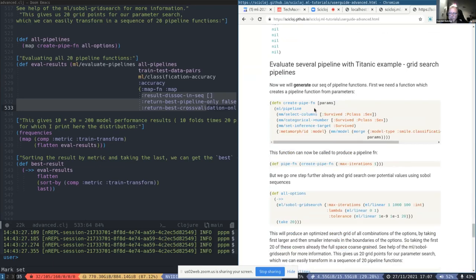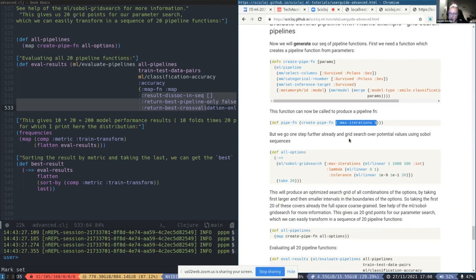So the next step is then that we make a create-pipeline function, which takes parameters and returns the pipeline. So now we make a function which returns a pipeline if it's parameterized. By doing that, a single pipeline can be created like this, but I can now create a lot of pipelines by just having a sequence of 1, 10, 20, and so on, and then we go over grid searching over all the potential values. I'm going now very quick because it gets a little bit involved.